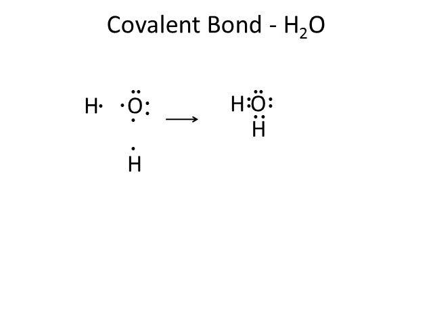Now remember, the first energy level can hold 2 electrons. So hydrogen is stable with 2 electrons because its first energy level is filled. Oxygen has fulfilled the octet rule by now having 8 valence electrons. So by sharing electrons, each atom is happy. It has a full valence or full energy level, and it is happy and stable.